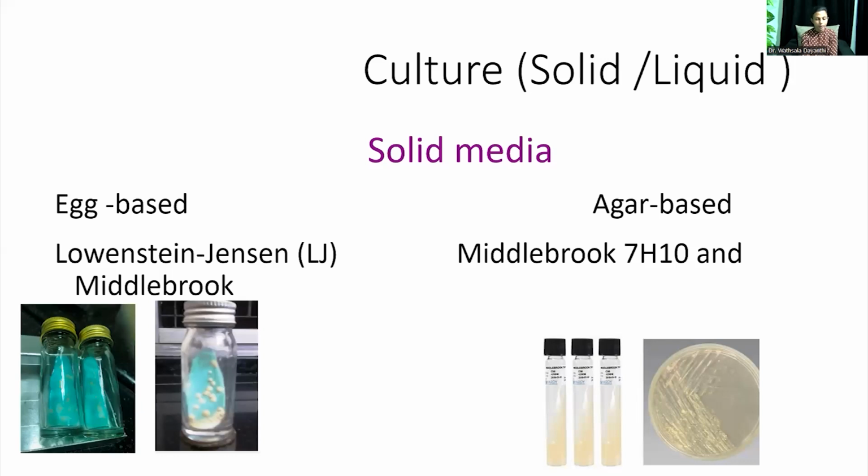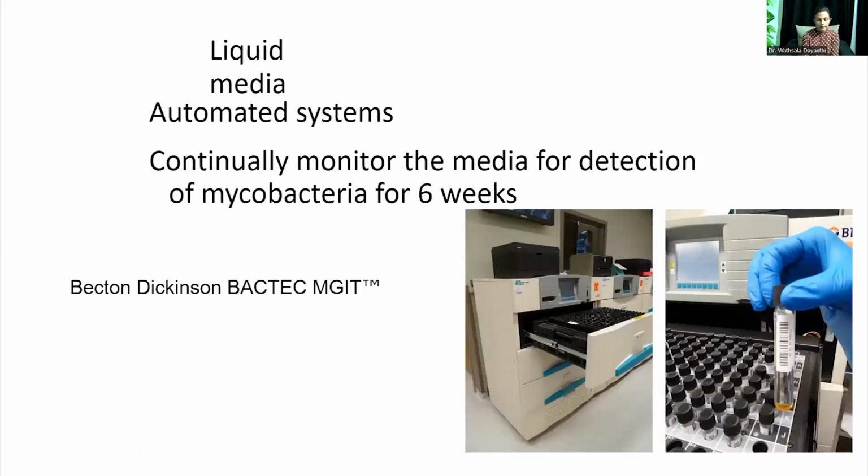Lowenstein-Jensen or LJ medium. Sorry, this middle group should come to the other side. So this is the LJ medium, the nice blue colored culture media. We prepare this in-house at NTRL, and for this we purchase about 400 eggs every week. Both solid culture and liquid culture are available at the National Tuberculosis Reference Laboratory. We have an automated system with liquid culture: the BD Bactec MGIT at NTRL, which can inoculate 960 samples at a time.